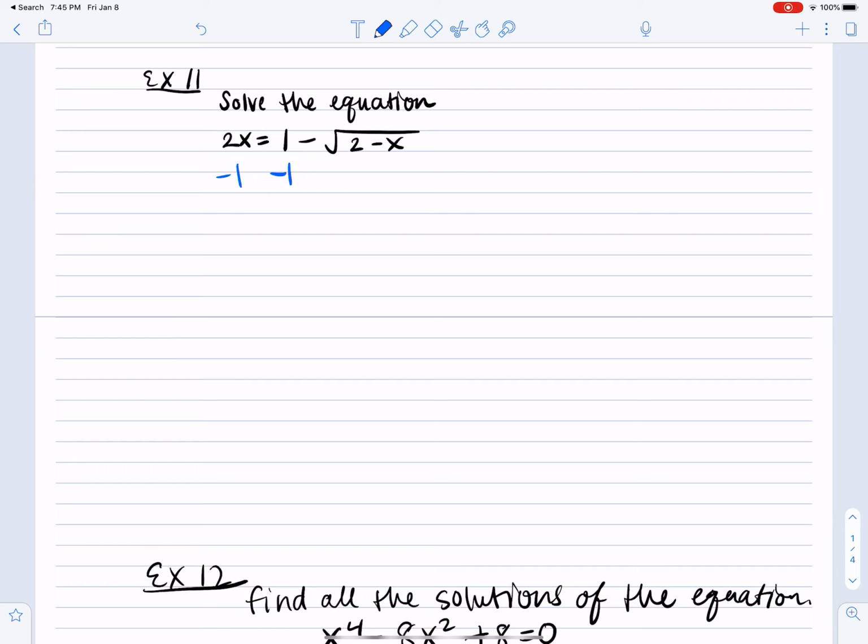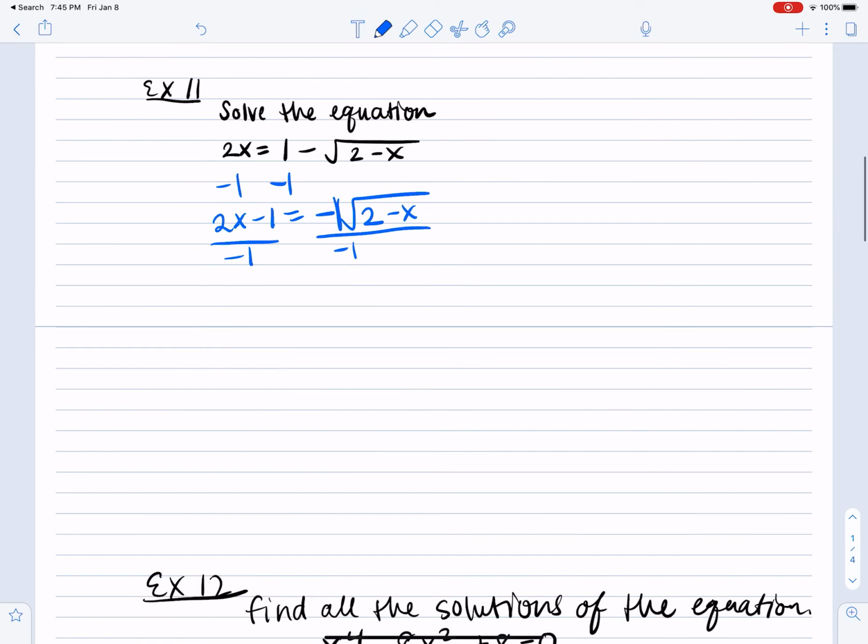I'm going to subtract this 1. And there's actually still a negative over here. So if that negative scares you, it's like having a negative 1 here. So I'm just going to divide that negative 1 on both sides. And I get, actually if you divide, it becomes negative 2x plus 1, which is the same as 1 minus 2x.